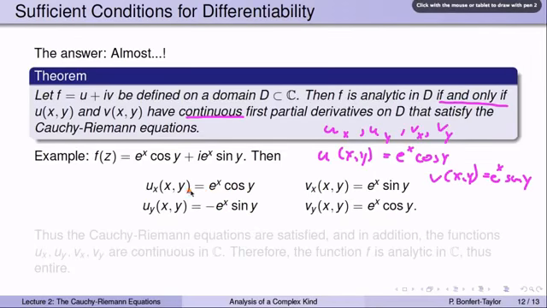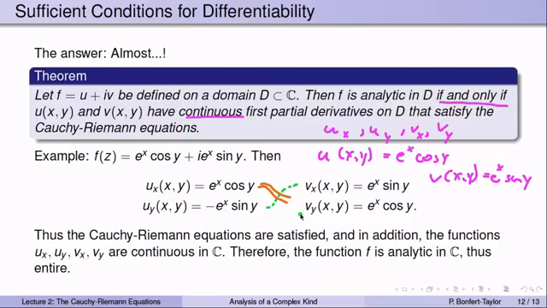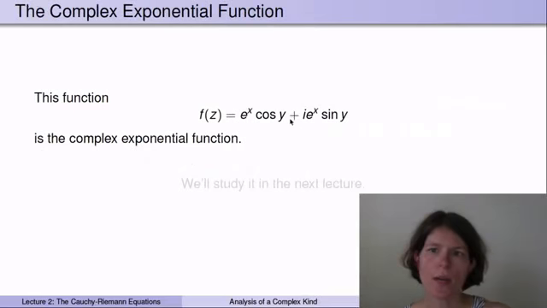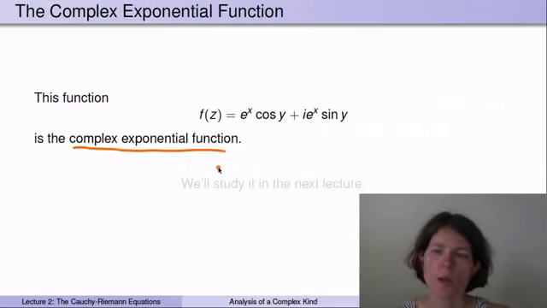If I look at these functions, I realize ux is equal to vy, and uy is equal to negative vx. So the Cauchy Riemann equations are satisfied, and these are all products of continuous functions, so ux, uy, vx, and vy are continuous in C. Therefore, by the theorem, this function f is an analytic function in C. In fact, I can call it an entire function because it's analytic in the entire complex plane. This function, f of z equals e to the x times cosine y plus i times e to the x sine y, is going to be our complex exponential function. We'll study it in the next lecture.